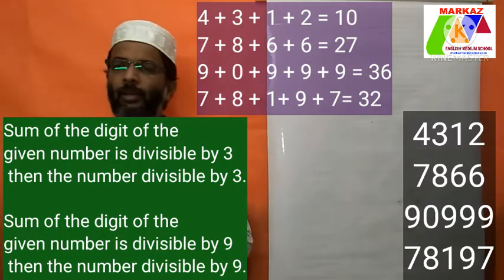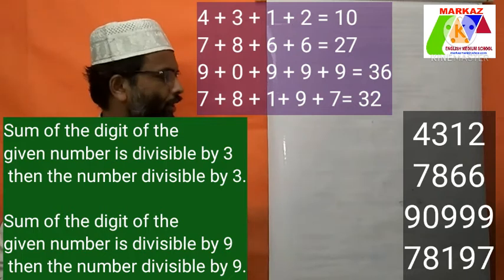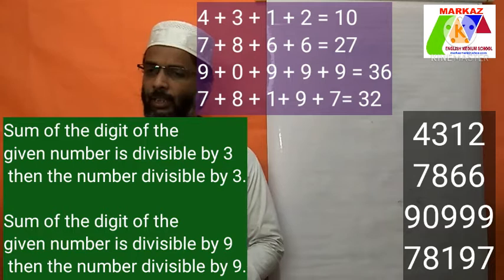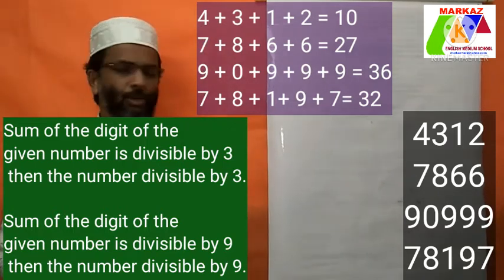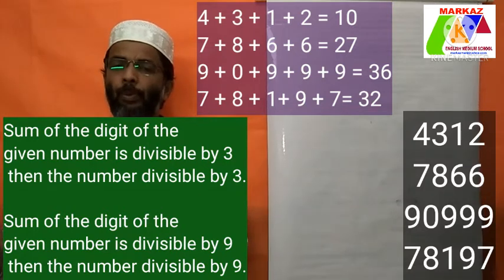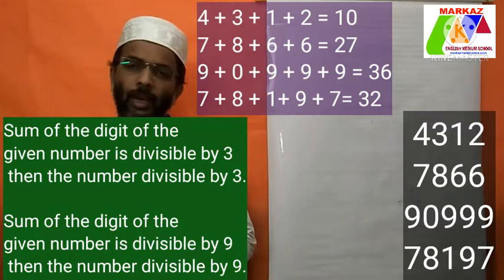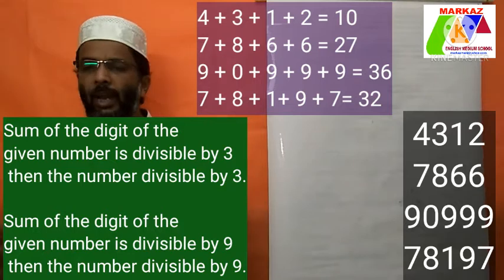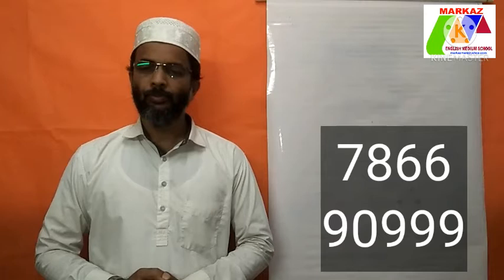Third one: 9 plus 0 plus 9 plus 9 plus 9 is equal to 36. Yes, 36 is divisible by 3 and 9. Last one: 7 plus 8 plus 1 plus 9 plus 7 is equal to 32. 32 is not divisible by 3 and 9. Is it clear?